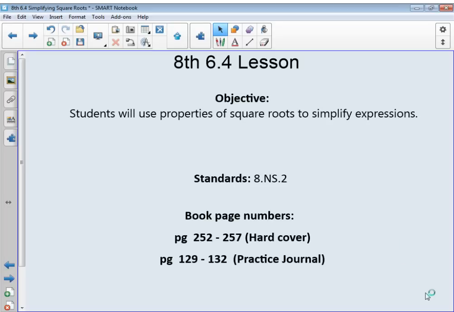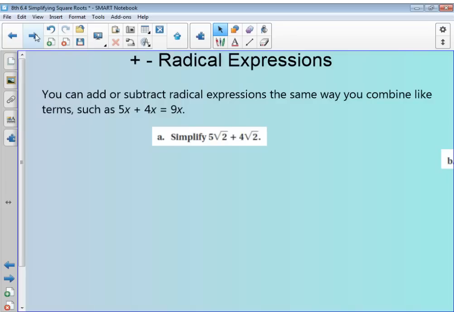Okay, this is 8th grade lesson 6.4. Today, students will use properties of square roots to simplify expressions. The standards covered in this lesson are 8 and S2. The page numbers out of the hardcover book are pages 252 through 257, and out of the practice journal, pages 129 through 132. Today, we'll start out with simplifying some radical expressions.